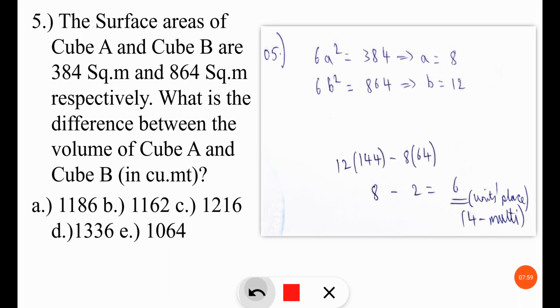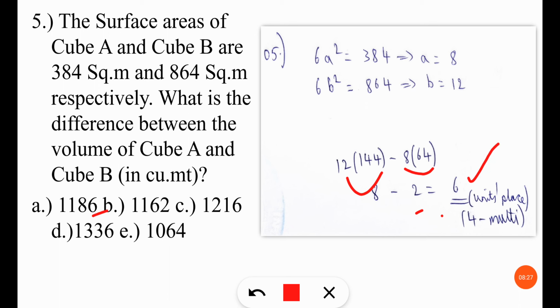Now volume of cube A is a cube, and volume of cube B is b cube. That is 8 into 8 into 8, 64 into 8, and 12 into 12 into 12, 144 into 12. Don't multiply completely; just go with the units place. 8 times 4 is 32, so the units place is 2 for cube A. 8 minus 2 is 6. That means we should have an answer ending with 6.